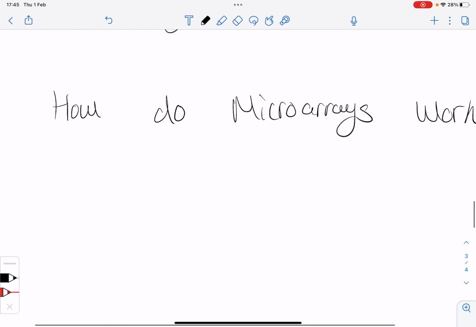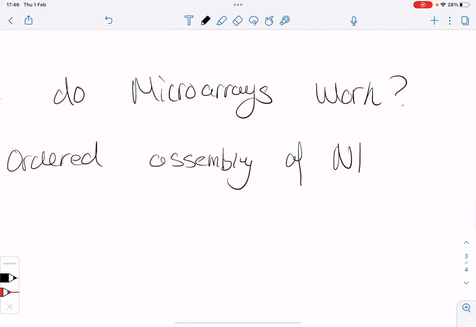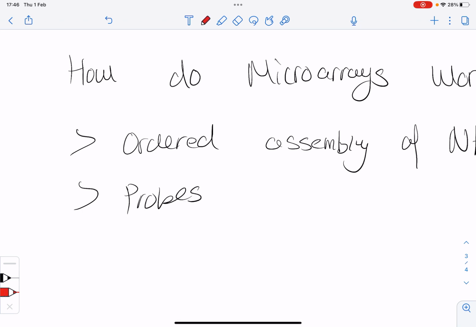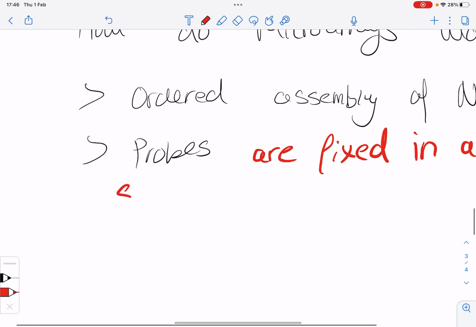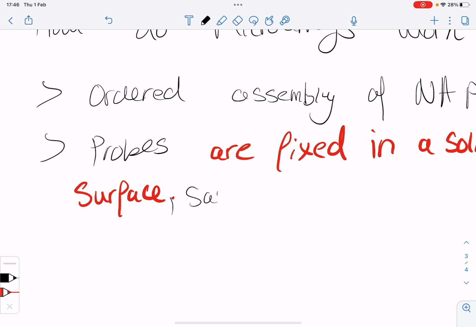So an ordered assembly of nucleic acid probes. And these probes are fixed in a solid surface. So the keyword here is fixed in a solid surface. And the sample of interest is hybridized.